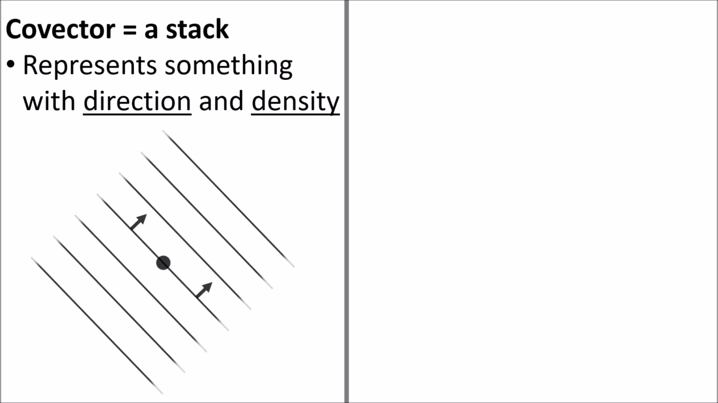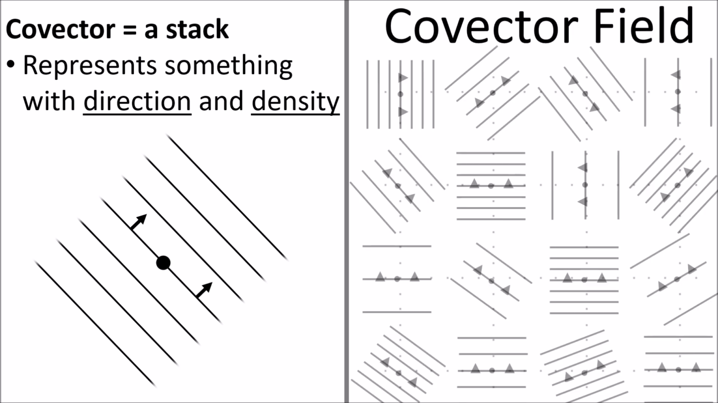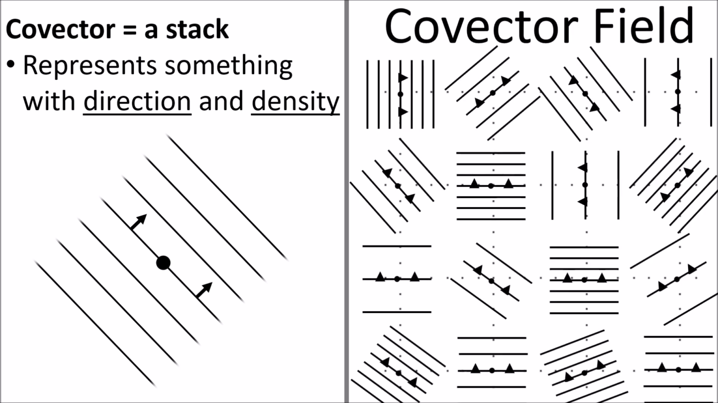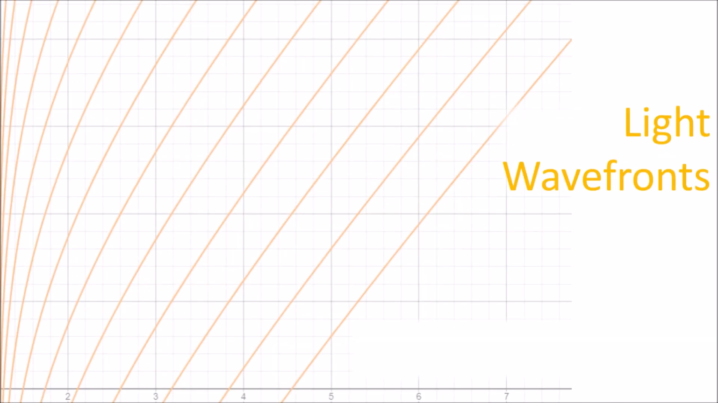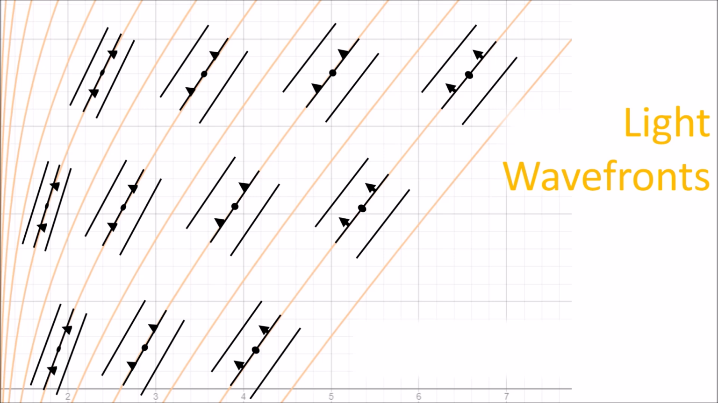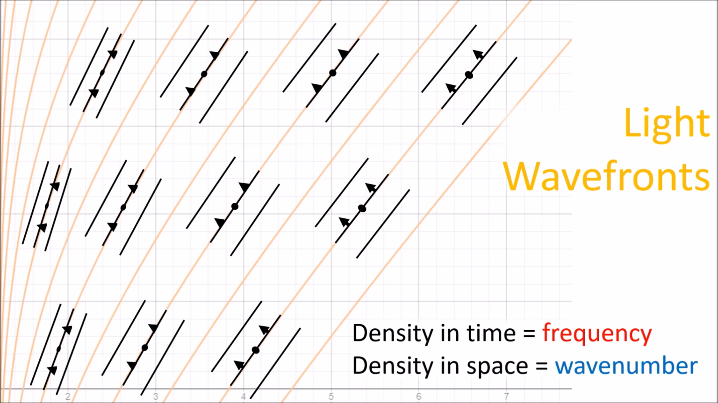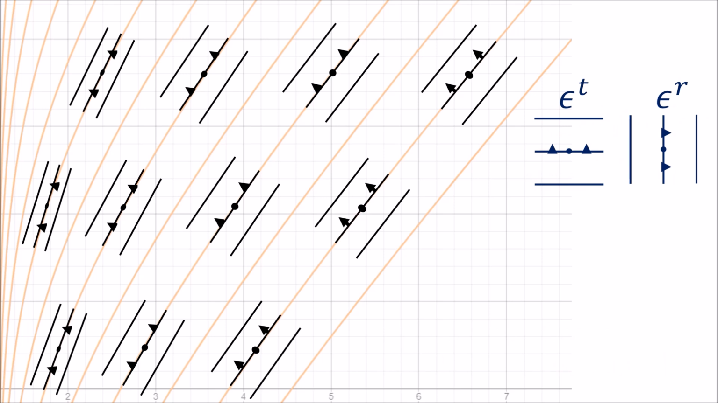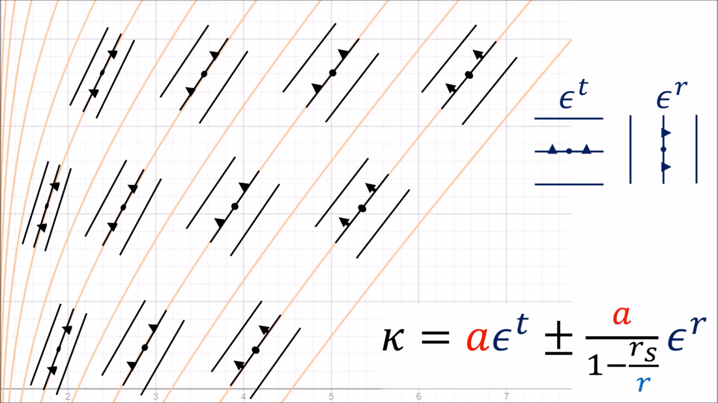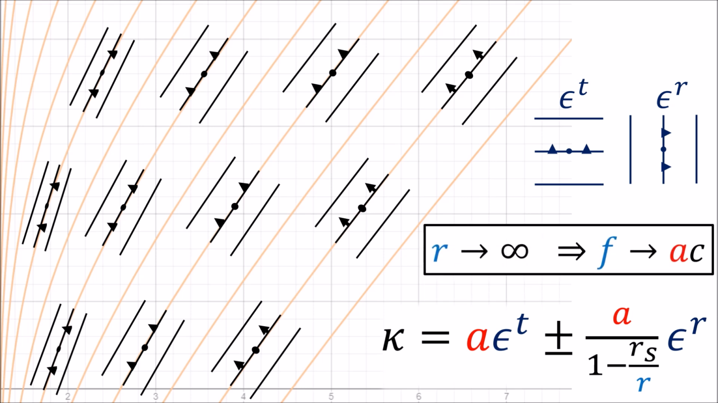So to summarize this video, since a covector is a stack of surfaces, we can put a covector at every point in space-time to get a Covector field. The wave fronts of a light beam in space-time can be represented by a Covector field, where the covector densities across time represent the light wave's frequency, and the covector densities across space represent the light's wave number. We calculated the Covector field for a radial light beam in Schwarzschild geometry to be equal to this, where A times c is the frequency value very far away from the mass in flat space-time.